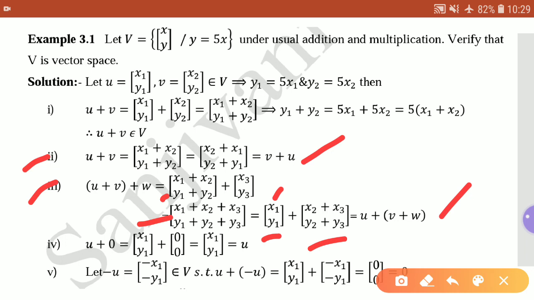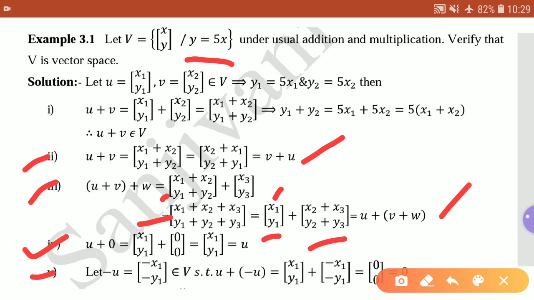Now finally, the additive identity, whether for this set an additive identity exists or not. As x and y belong to R, 0 is the real number which exists. So this 0 is also a member of the set V, because 0 we can write as 5 times 0. Hence 0 is also a member, and u plus 0 is u again. You can see that.